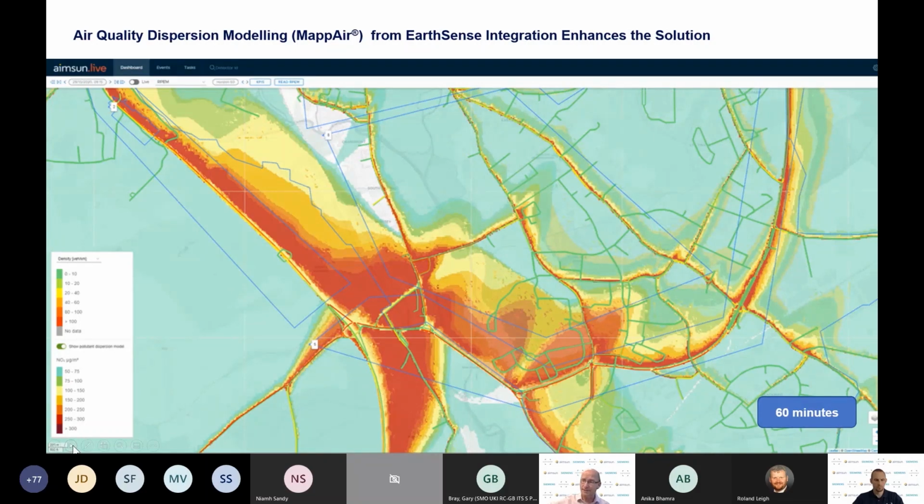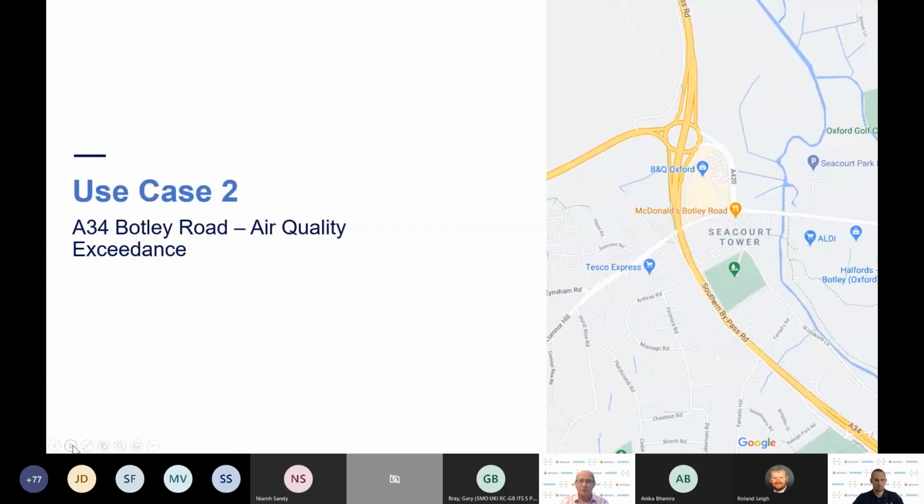Next slide, please. We did 3 use cases in the project. The first one was that one. Another one that we did was closure of the M40. So what happens when the M40 is closed? Basically, the traffic jumps off the M40, it goes on the A40, it goes round the southern or northern bypass of Oxford and then joins the A34 and carries on. We did some analysis on that, but I'm not going to talk about that one today.